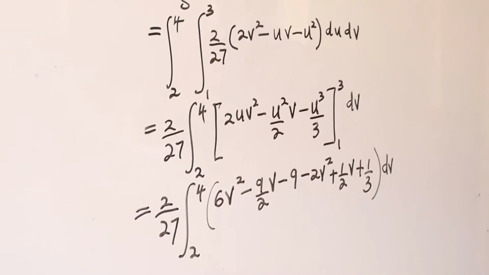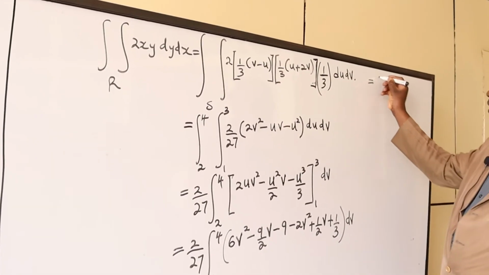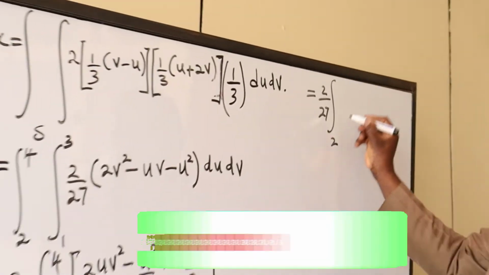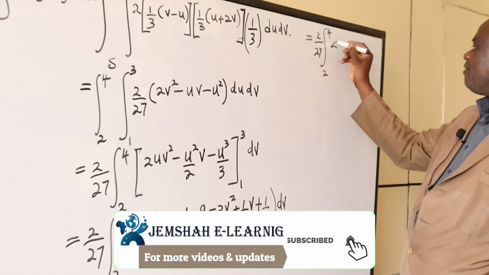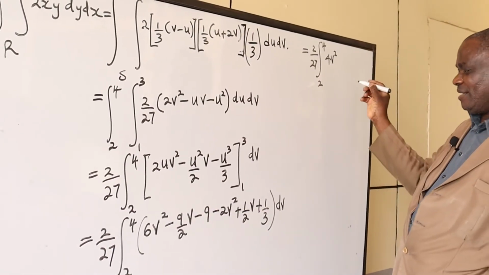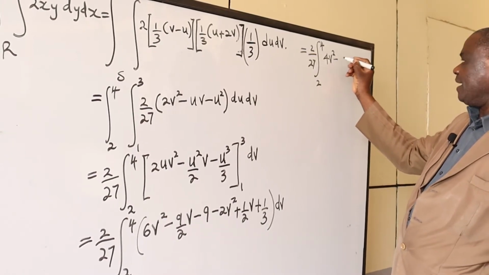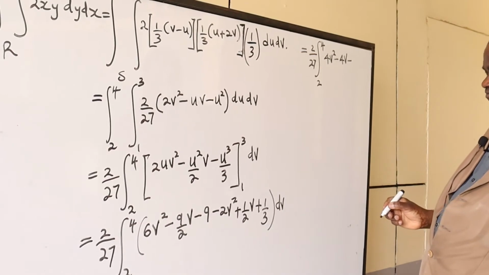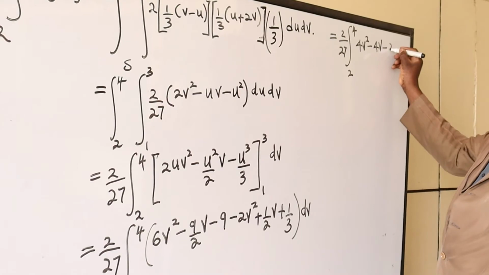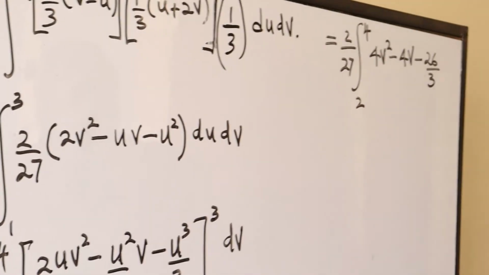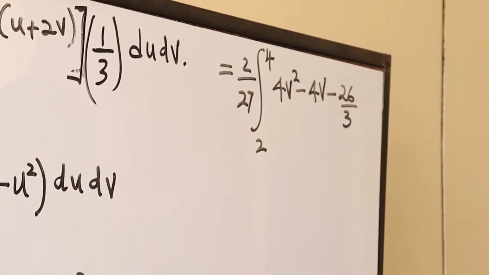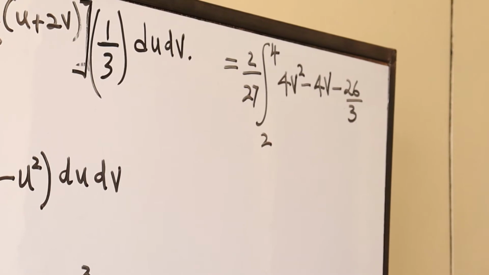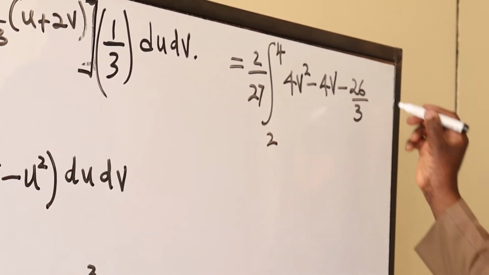This will again give us 2 all over 27, the integral from 2 to 4 of 4v squared minus 4v minus 26 all over 3.